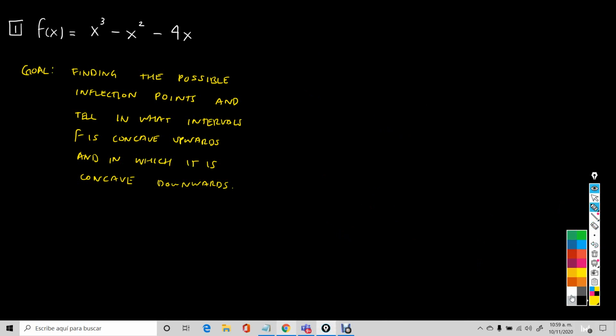Steps. Number 1, get the second derivative of this function. And in order to do that, you first have to get the first derivative, obviously. So this is my original function. Then this is my first derivative.